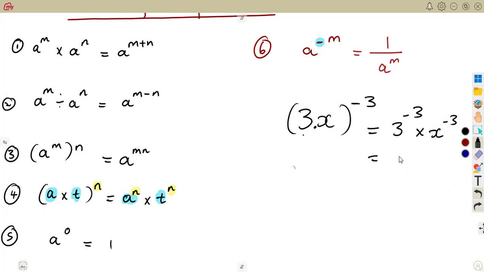So it will be 1 over 3 to the exponent of 3. You have removed the negative. Times, you do the same thing on this x. You remove this negative. So it's 1 over x to the exponent of 3.